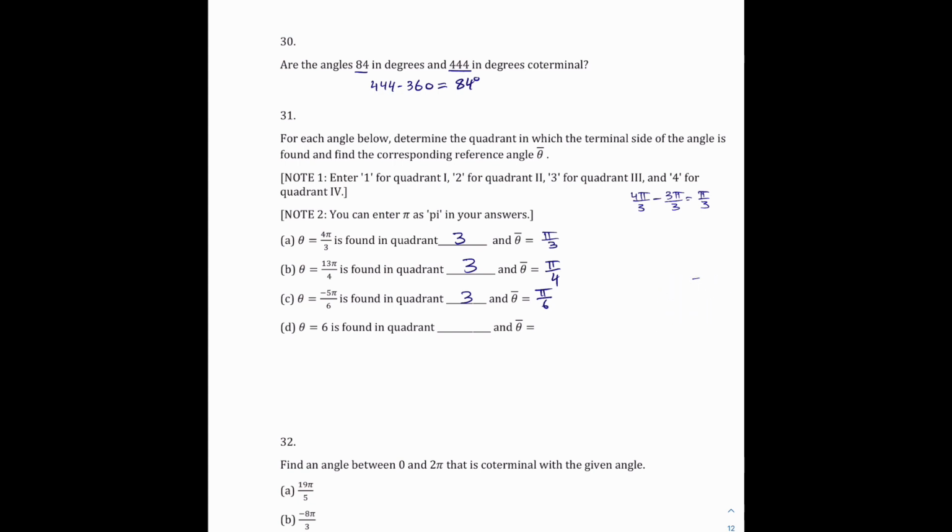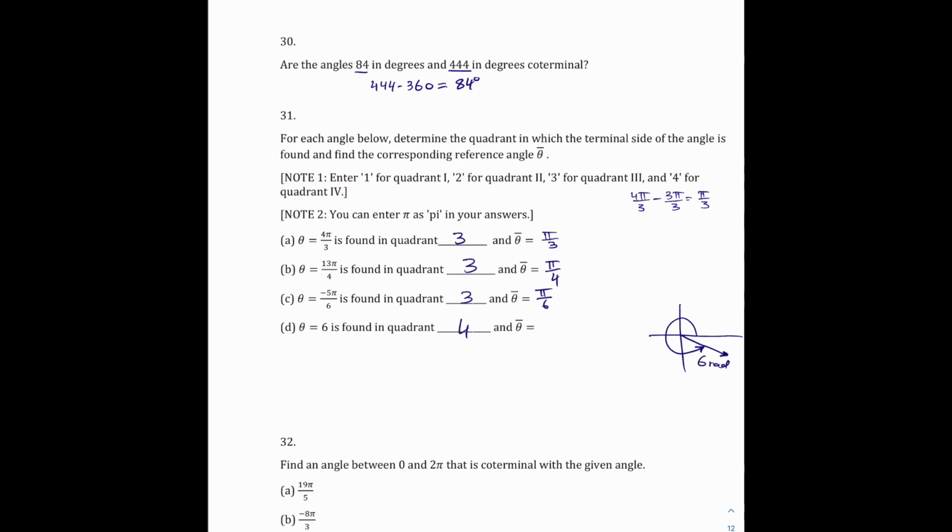And then we have theta is equal to 6. We need to find the coterminal angle. So this is in radians. We know that 2 pi is equal to 6.28, which is going to be in the fourth quadrant. So that is in the fourth quadrant, approximately here. And this is all 6 radians.